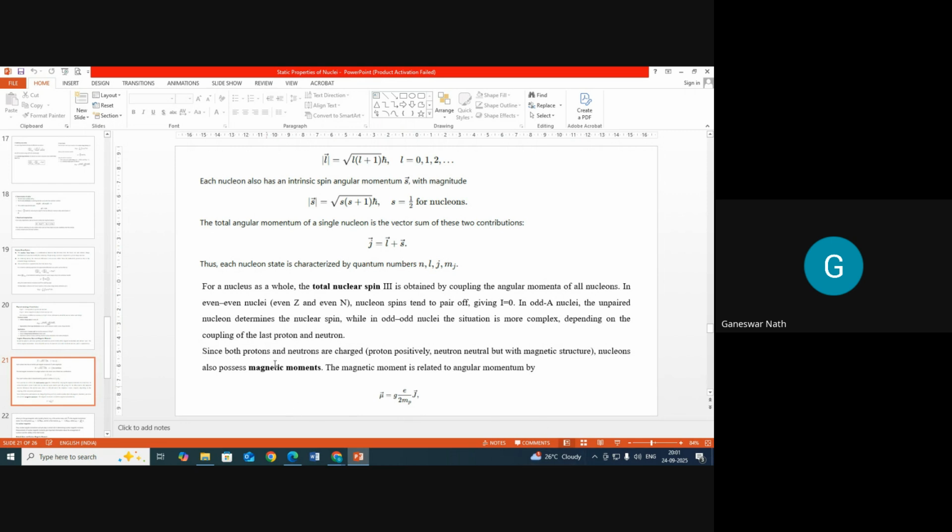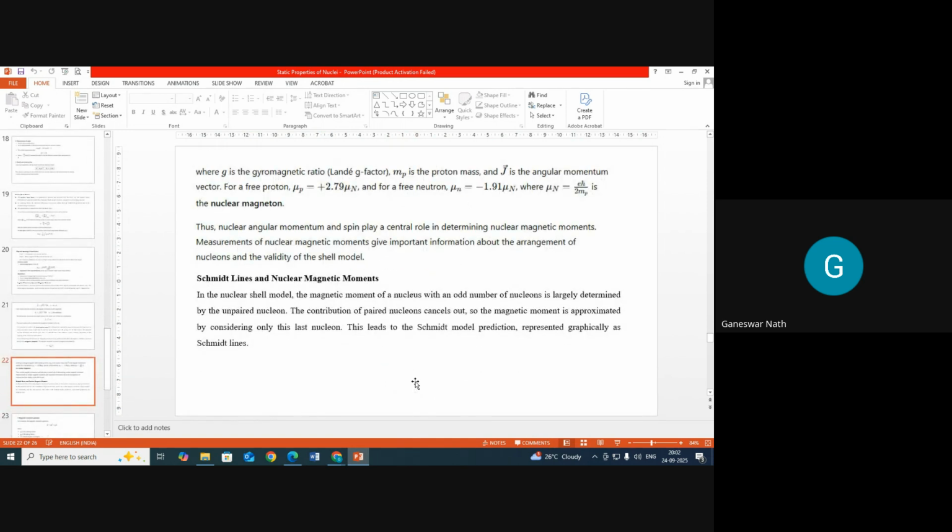Since both protons and neutrons are charged, the nucleons also possess a magnetic moment. As you know, whenever a charged particle comes into existence, a magnetic field also comes, which is why we introduce the magnetic moment. It is given by mu = g e/(2mp) J. This is called the magnetic moment, where g is the gyromagnetic ratio, called the Landé g factor, mp is the mass of the proton, and J is the angular momentum vector.